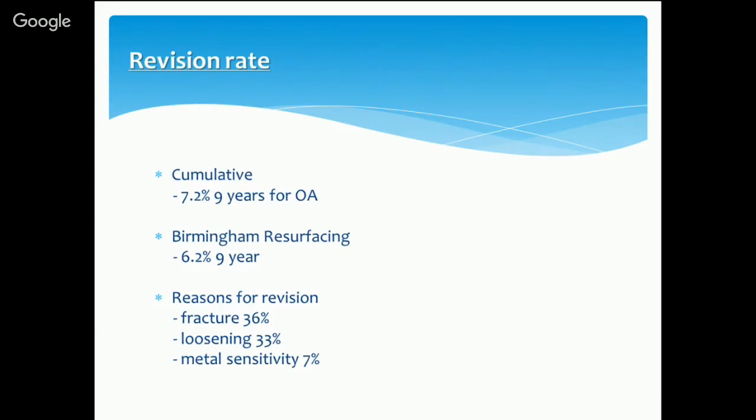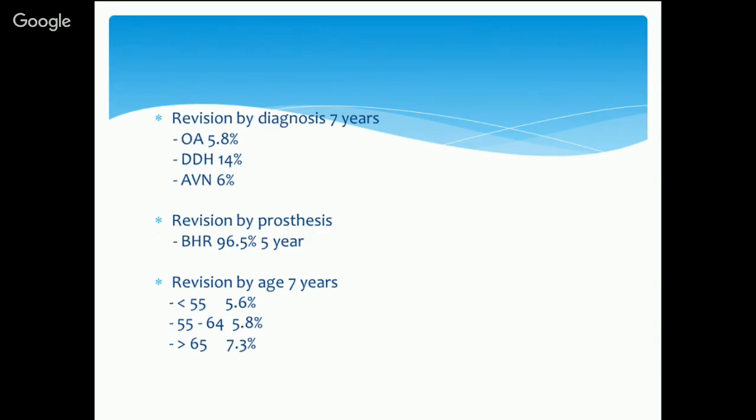And cumulative revision rates, if you see, there is 7.2% in the osteoarthritis case at 9 years. Birmingham is 6.2% at 9 years. Reasons for revision are mainly fracture at 36%, loosening 33%, and metal sensitivity 7%. And these are all the registered procedures.